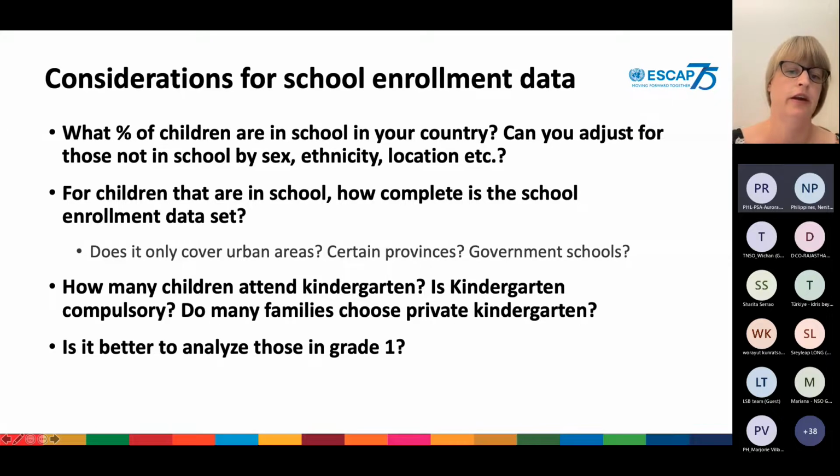Another thing to consider is how you're going to look at the data. How many children in the country generally attend kindergarten? Is kindergarten compulsory? Do a lot of people choose to go to private kindergartens, and maybe that's not covered in the Ministry of Education database, in which case maybe it's better to look at grade 1. That pushes you out, say, another year. So maybe you're looking at 6 to 7-year-olds instead of 5-year-olds, but your data might be more complete and you might have a little bit more sound analysis. So depending on the country context, that will factor into who you would look at and what to use in your denominator.